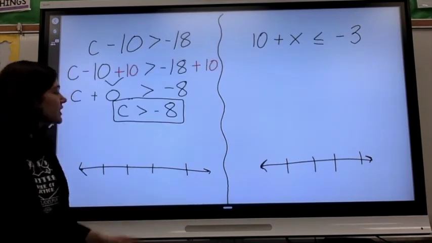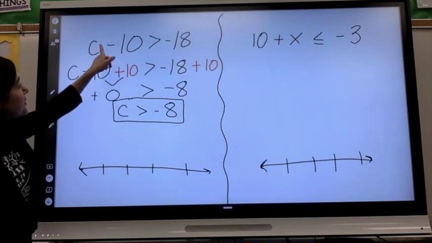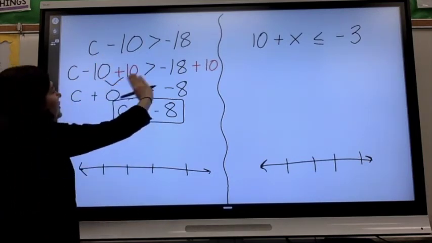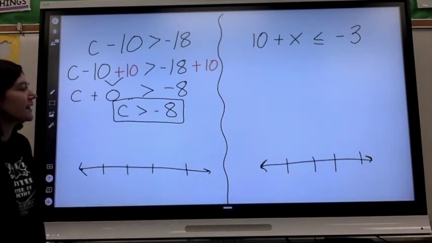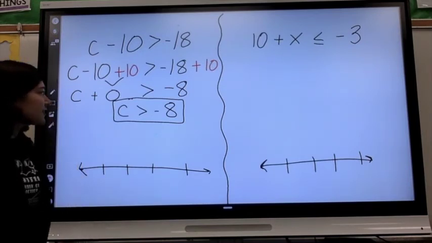So the correct solution is c is greater than negative 8. And you should have gotten that by undoing subtracting 10, which means we add 10. We add 10 to the left, we add 10 to the right. We're going to get negative 8 over here, and just c on the left like we want. We want to isolate c, get it all by itself. Okay, so now you're going to try to graph it.